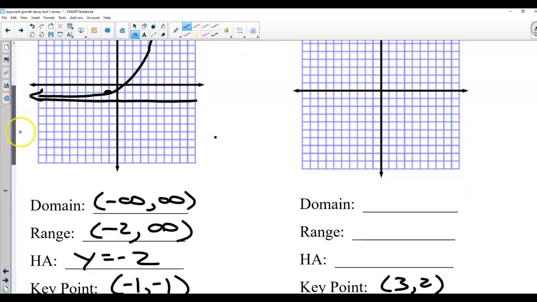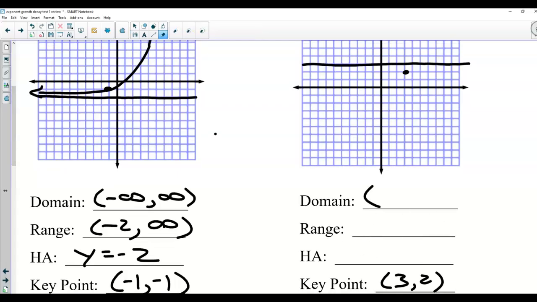My asymptote is going to be y equals 3. So y equals 3 is right here. 3, 2 is right here. My domain is going to be, oops, that's the wrong spot. Y equals 3. My domain, negative infinity to infinity.